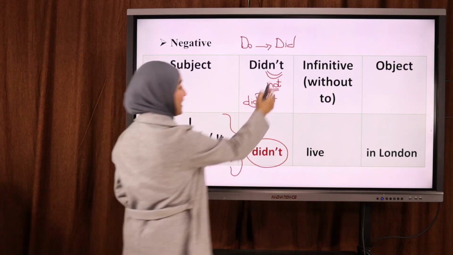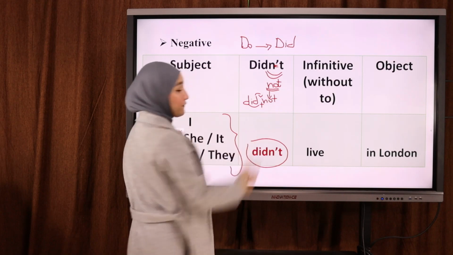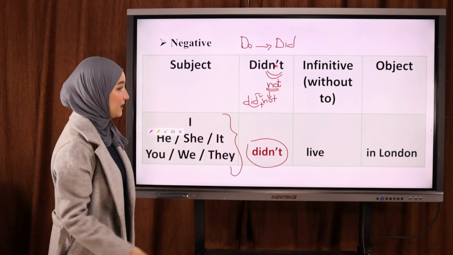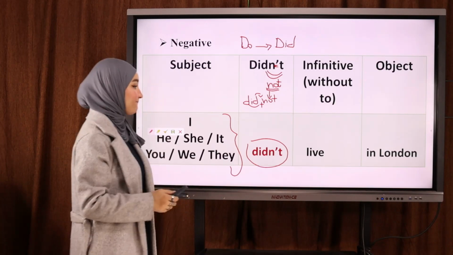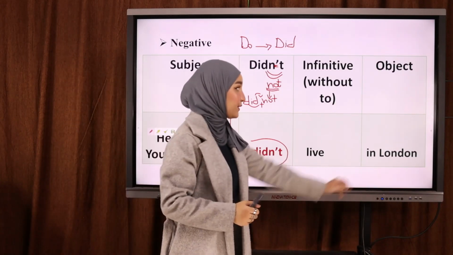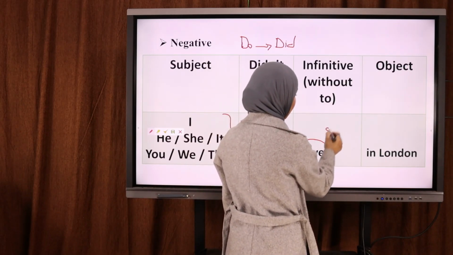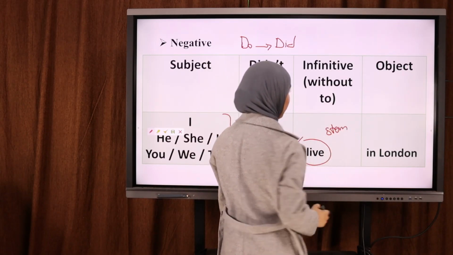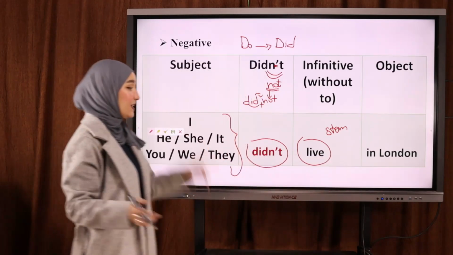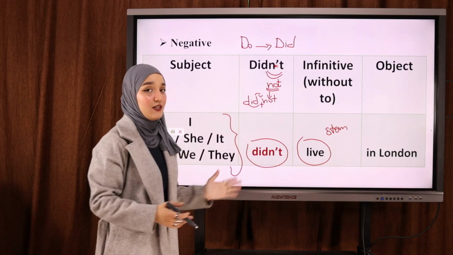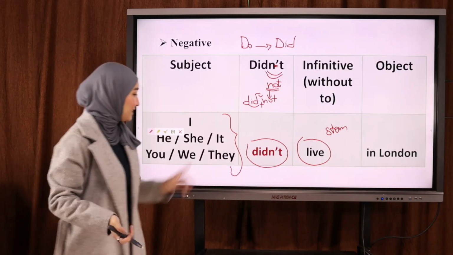Okay, again, the apostrophe here, it replaces, of course, a vowel. Okay, this is something to retain. This is something to remember. And I have my verb without to, so the infinitive, أصل الفعل, also known as the stem, and the object of the sentence. لا نغير شيء, we just add فقط نضيف didn't مع كل الضمائر في صيغة النفي in the past simple. Alright guys?